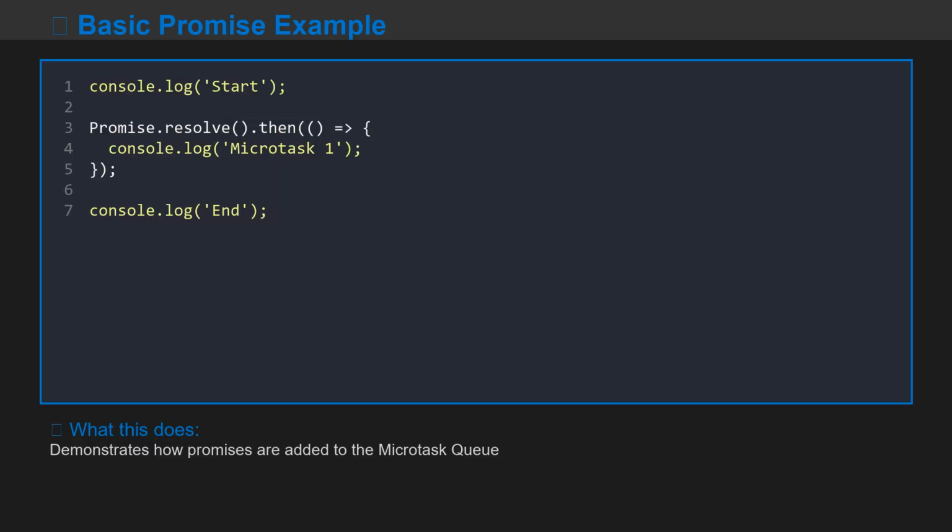Let's look at this code example. First, we log start. Then we create a resolved promise with a then handler that logs microtask1. Finally, we log end. Notice how the promise's then handler goes into the microtask queue.